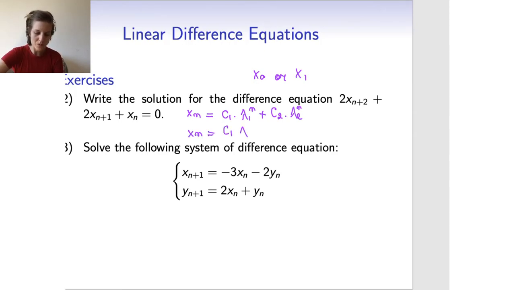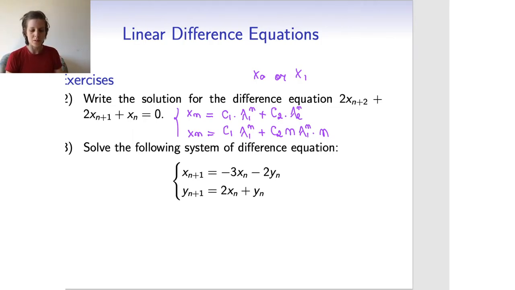And then you need to write it like this, times n, lambda 1 to n times some n, in order to have some linearly independent solution. Okay, I will leave this as homework. And let's go for exercise 3.